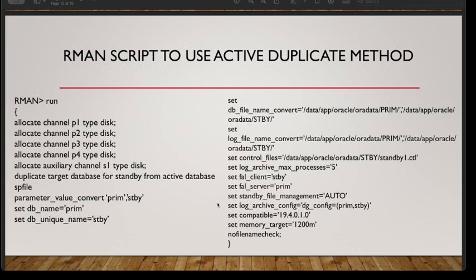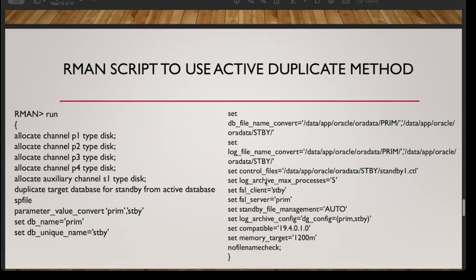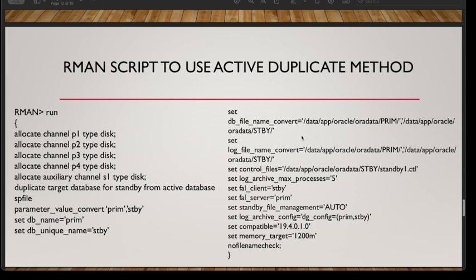Then spfile parameter_value_convert prim, standby, which means it will automatically convert prim with standby. Set db_name prim, set db_unique_name standby, set db_file_name_convert from this to that. You can see prim here, and we are replacing it with standby. So if your path is totally different, then you have to change all the paths. That's why I mentioned earlier that the path should be the same.